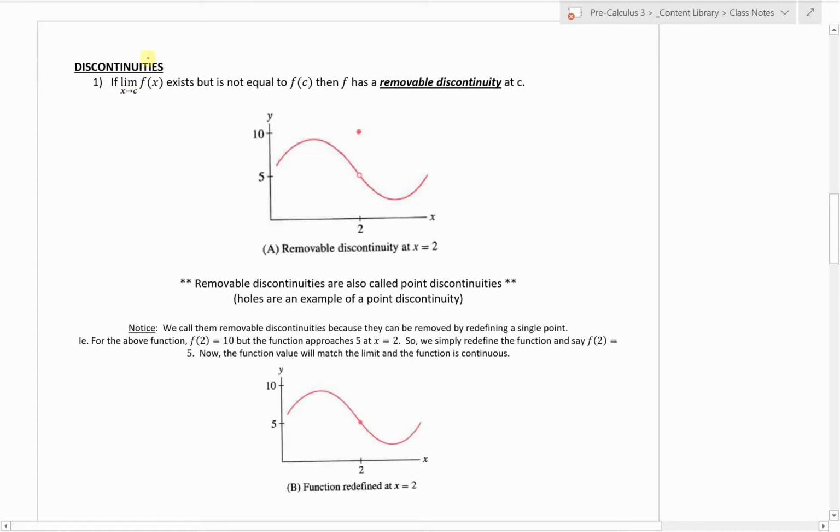So first we have, remember, in order for a function to be continuous, we need to have the limit exists, the function value exists, and they're equal, right? All three of those things need to be true in order for a function to be continuous, which means if any one of them is not true, then the function is discontinuous. And we're going to look at the different implications of each of these being false.